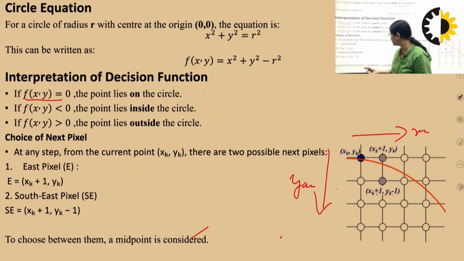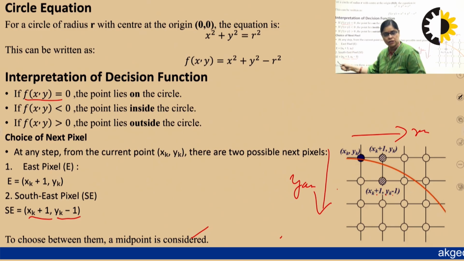Here I have taken (xk+1, yk) for the east pixel. Now here I am taking the southeast pixel, (xk+1, yk-1). Now I have to find out the midpoint between these two. So I am adding all these points and dividing by 2.